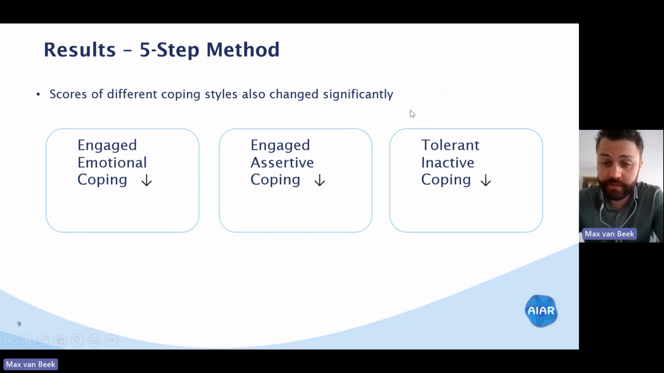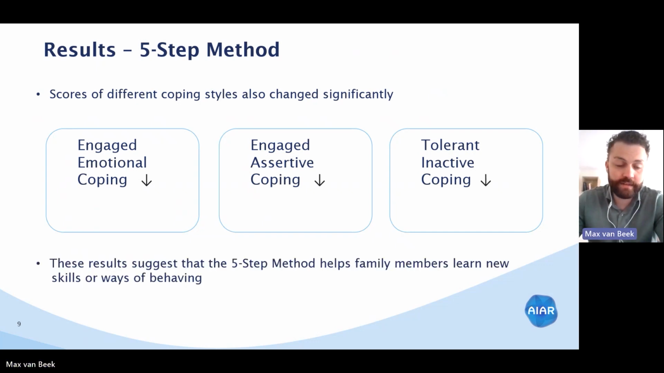We have some more results. We also looked at the coping styles, and we found that the engaged emotional coping style, the engaged assertive coping style, and also the tolerant and active coping style all decreased significantly in the degree to which the participants exhibited these types of behaviors. And this is good because it suggests that the 5-step method helps family members learn new skills or new ways of coping with the heavy substance user within the family or within close social proximity.